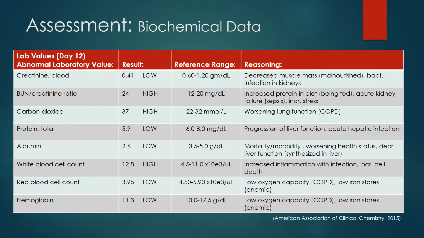Her white blood cell count was very high. This is likely indicative of the various inflammatory responses happening in the body as a result of the widespread bacterial infections, and then also with increased cell death, white blood cell counts can be increased. Her red blood cell count was low, indicative of her low oxygen capacity with COPD, and then she was anemic, so low iron stores, and then hemoglobin for the same reasons.